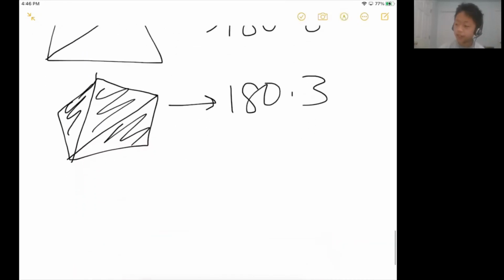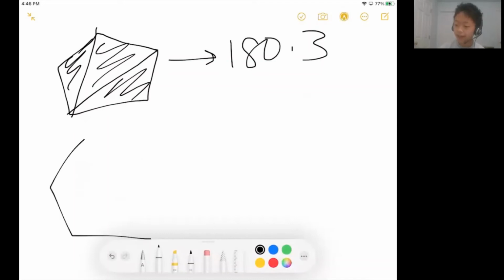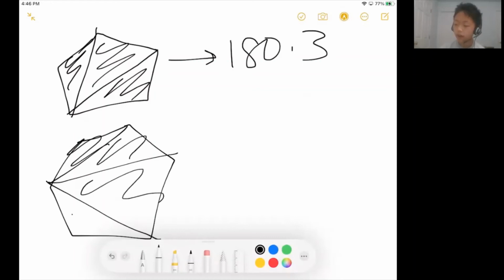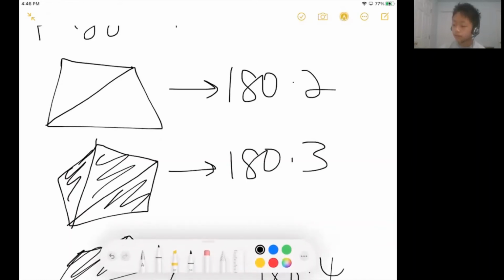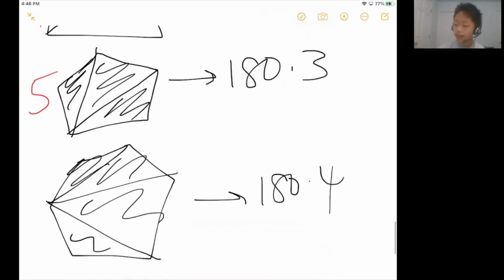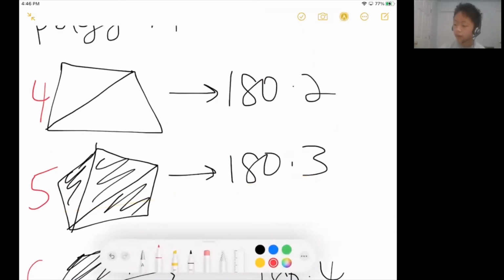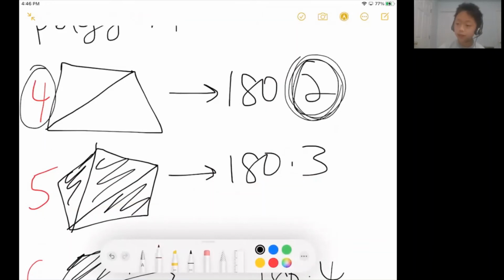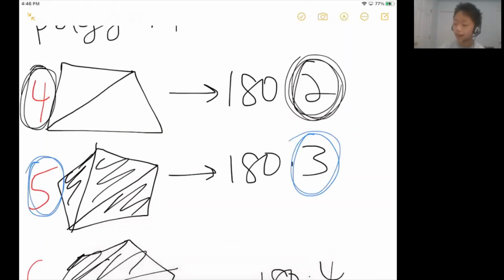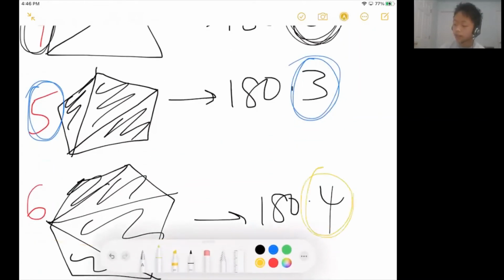So if we were to list out some more, for a hexagon, right? For a hexagon, we can divide it into 4 triangles, right? So 180 times 4. So you might notice a pattern. A quadrilateral has 4 sides, a pentagon has 5 sides, and a hexagon has 6 sides. And if we look at these red numbers, we notice that 2 is 2 less than 4, and 3 is 2 less than 5, and 4 is 2 less than 6.